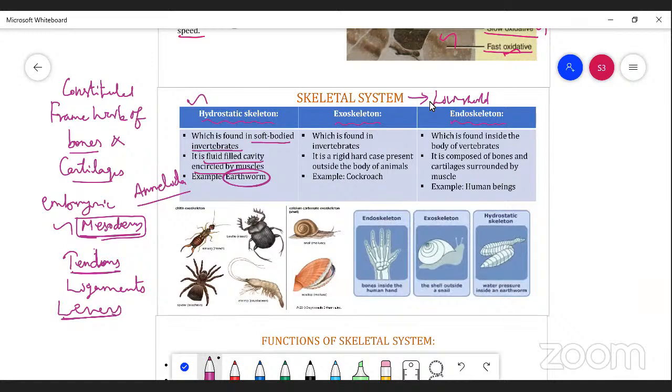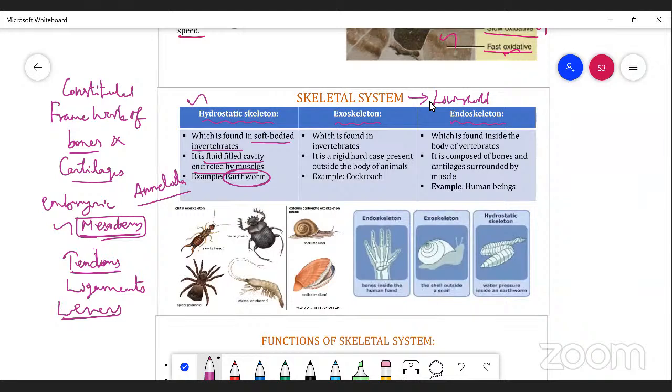So the earthworm has what type of skeleton? Hydrostatic skeleton. Why is it a hydrostatic skeleton? Because there are no bones as well as no cartilages. Only the fluid-filled cavity is present. The fluid-filled cavity is surrounded by the muscles. That only gives support to the body. Anyway, all the soft body invertebrates have only the hydrostatic skeleton.